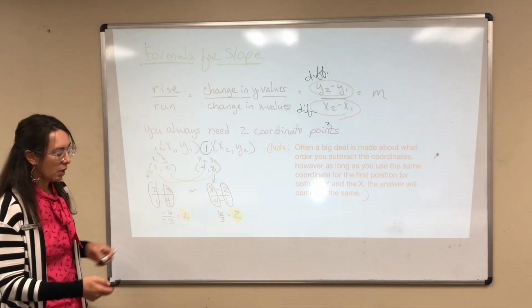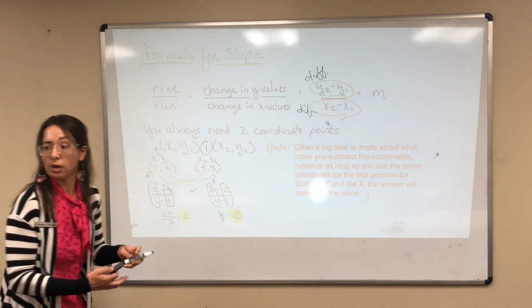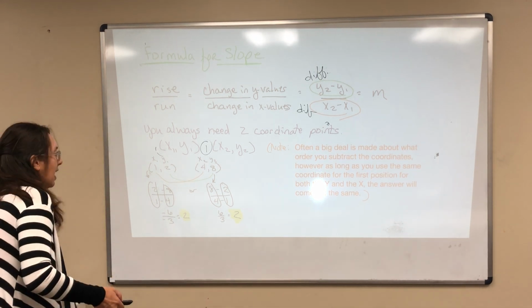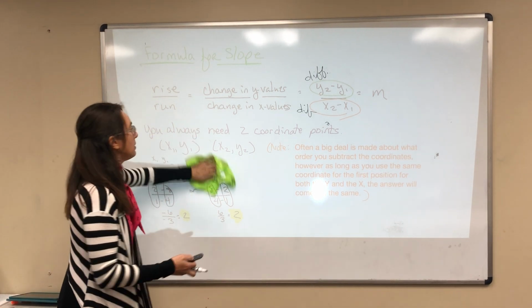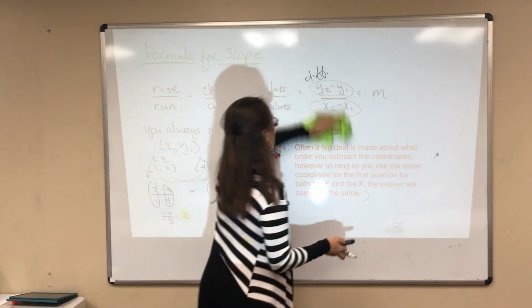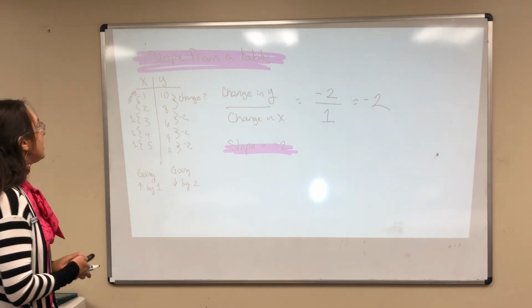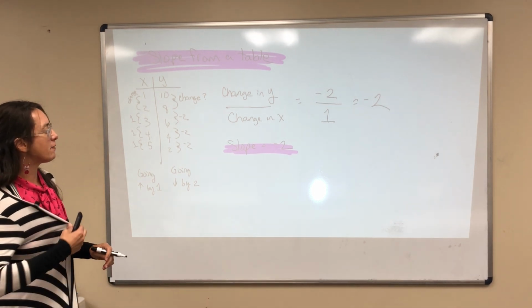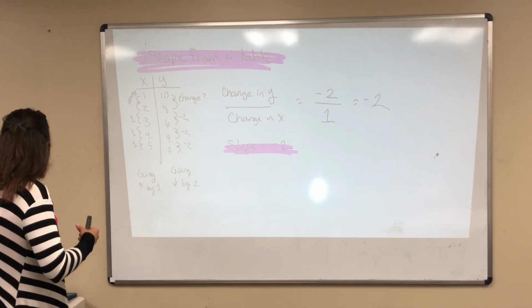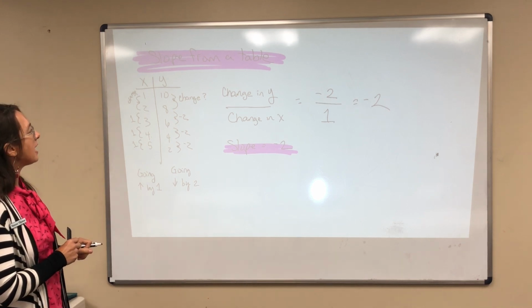Okay? So, I don't care what direction you go with them. I usually pick whatever direction is going to give me a positive number on the bottom, because I don't like working with negatives. Okay? If we have slope from a table, so that first little color-coded guy, we have slope from a table.